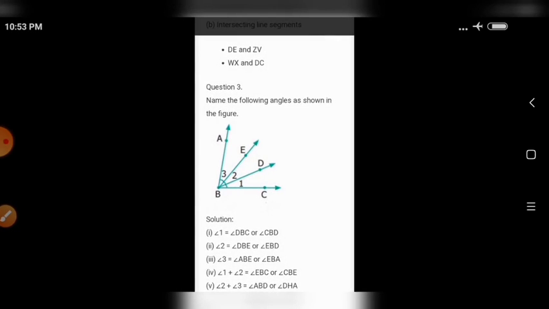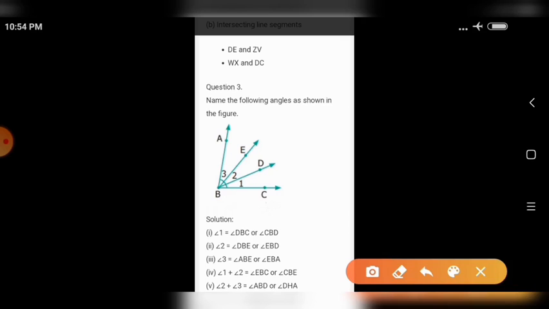Next, third sum. Name the following angles as shown in the figure. Angle 1 name: DBC or CBD. And then angle 2: DBE or EBD. And then angle 3: EBA or ABE. And then additionally angles 1 and 2.